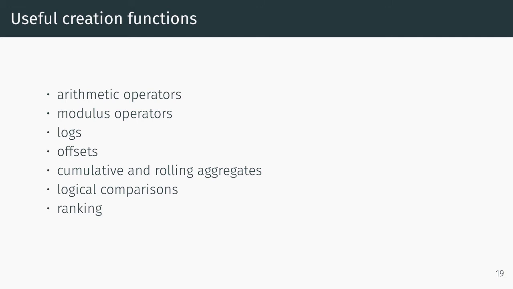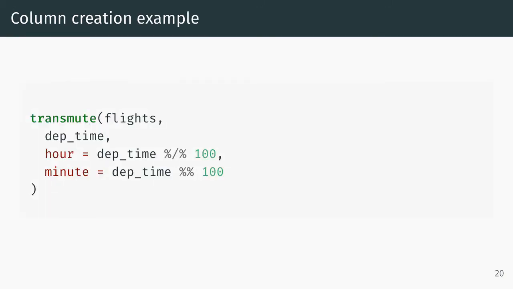Useful creation functions. You can do any of these things: arithmetic, modulus, logs, offsets, cumulative and rolling aggregates, logical comparisons, and ranking. We're going to see an example of almost all of these. Here's an example of modulus arithmetic. We're getting hour from the departure time. The departure time could be like 1630, so we're doing integer division on that to get the 16 part. And then we're doing modulus on the minutes.